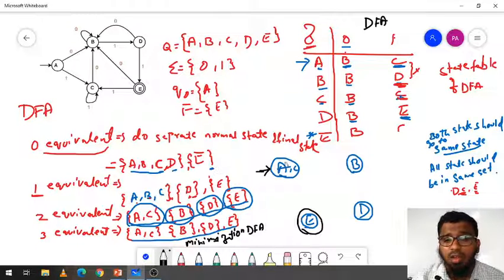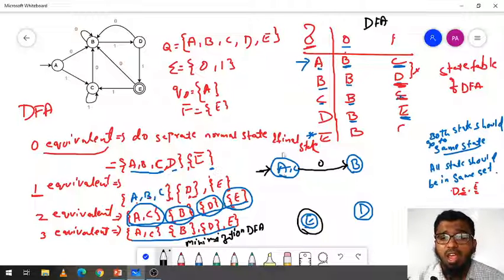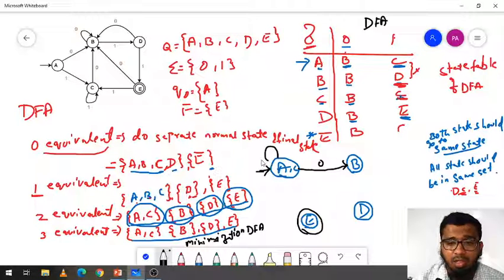Okay, so here just check it. A on 0 is going to B and C on 0 is going to B only. So both are going to the same state. Next, A on 1 is going to C and C on 1 is going to C only. So that means like this. Okay.